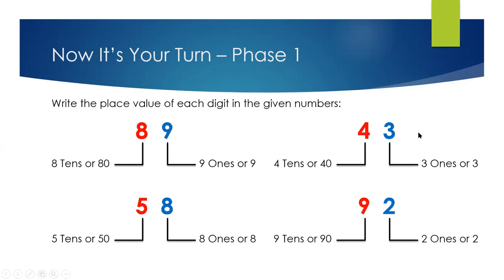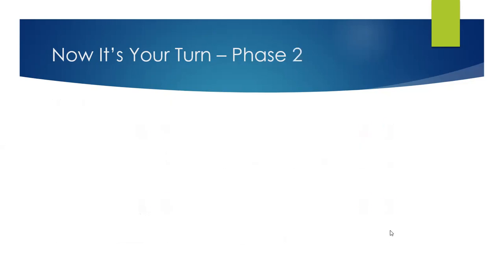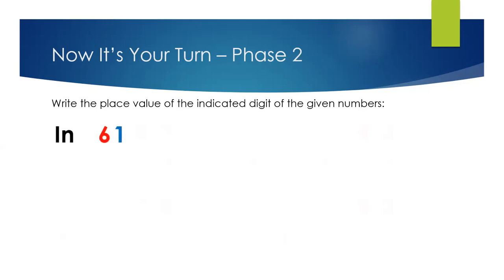Here is the number 43, 3 ones and 4 tens. Here is the number 58, 8 ones and 5 tens. Here is the number 92, 2 ones and 9 tens. So let's move on. Here we will write the place value of the indicated digits of the given numbers.